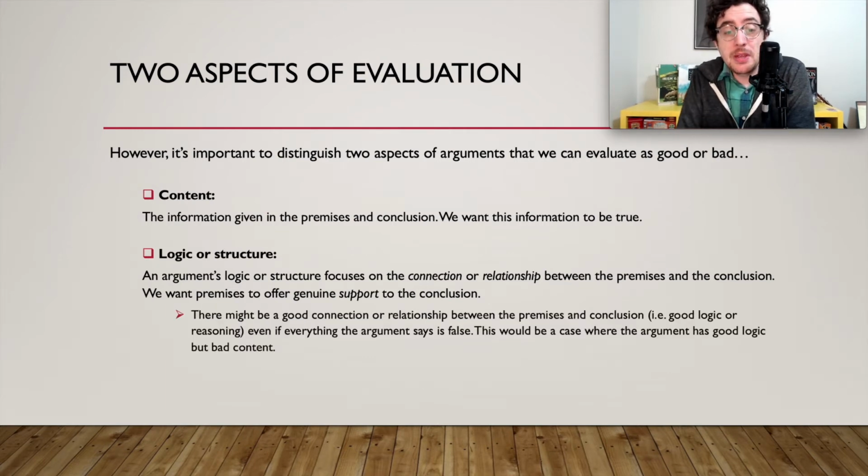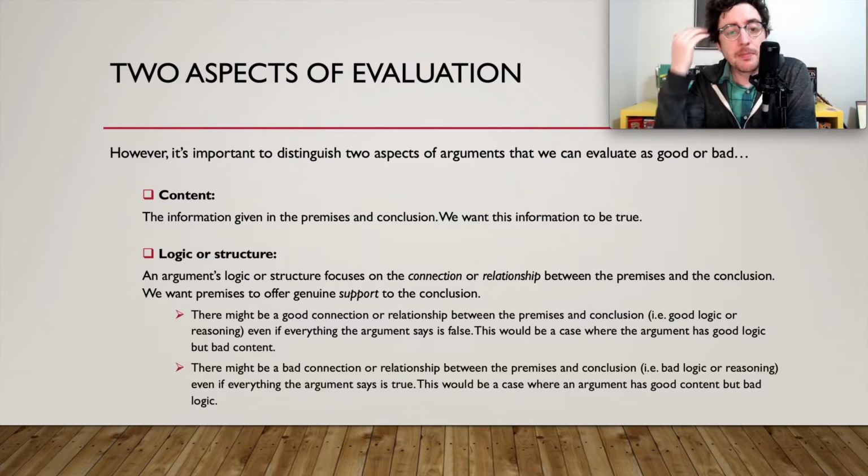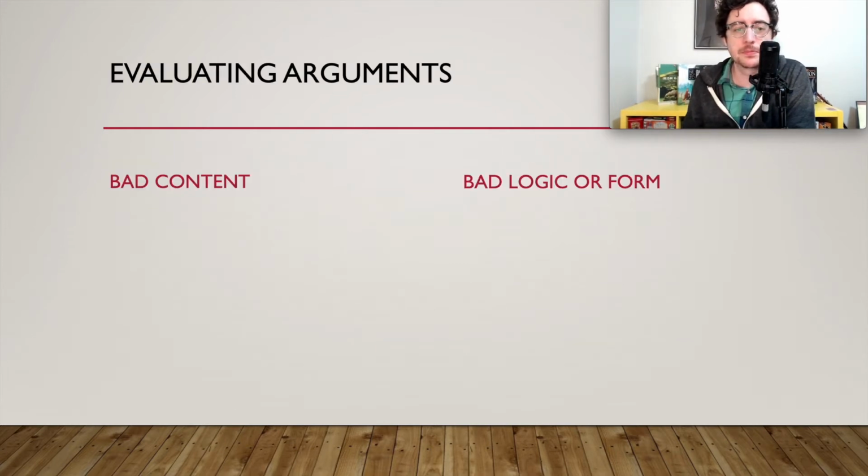There might be a good connection or relationship between the premises and conclusion, so there might be good logic even if everything the argument says is false. That would be a case where you have an argument with good logic but bad content. Similarly, there might be a bad connection or relationship between the premises and conclusion, even if everything the argument says happens to be true. That would be a case where an argument has good content but bad logic. In a sense, you might believe the right things, but you might believe them for the wrong reasons.